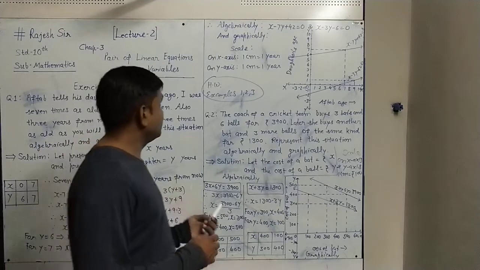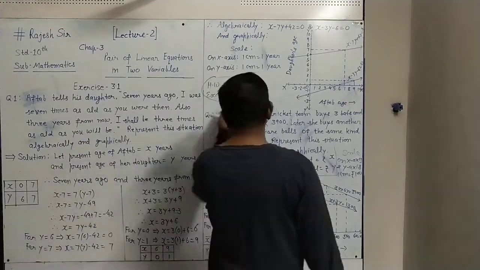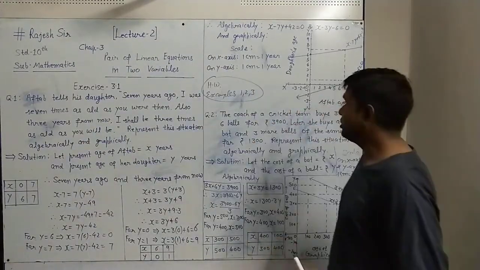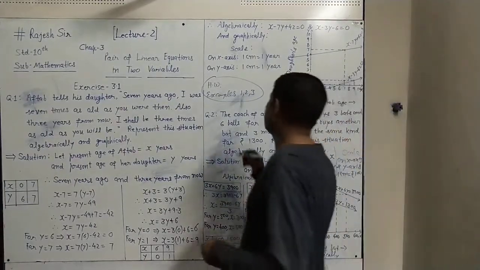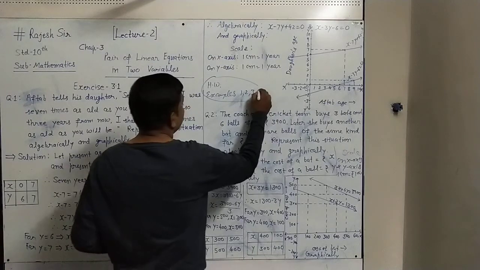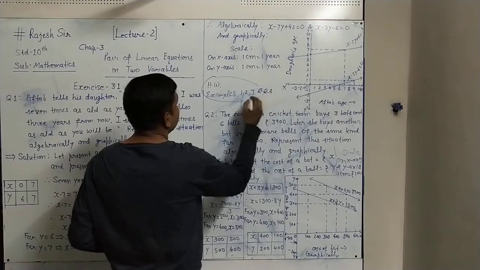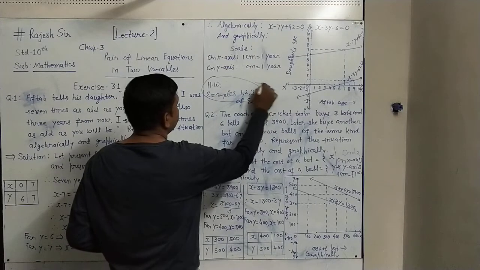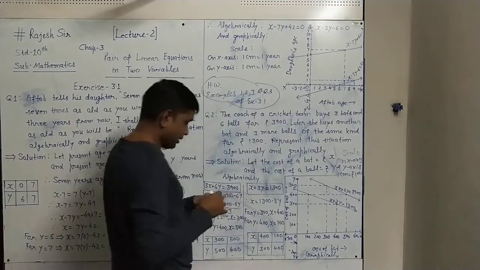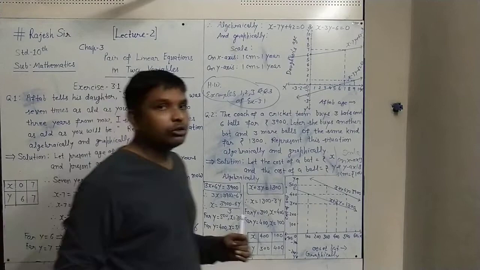This type of examples you have: 1, 2, 3, and question number 3 also after this you have, that you will do in your homework. So examples 1, 2, 3 and question number 3 of exercise 3.1 you will do on your own. Very simply, this way only we have to make the equation.